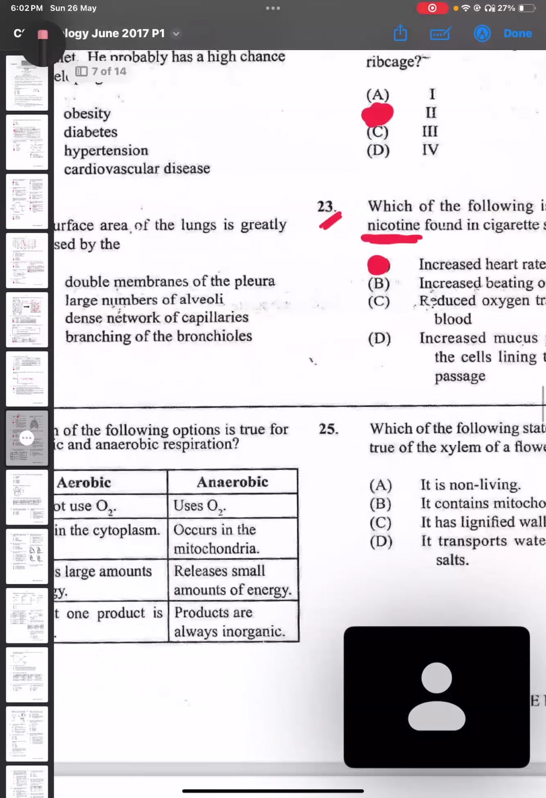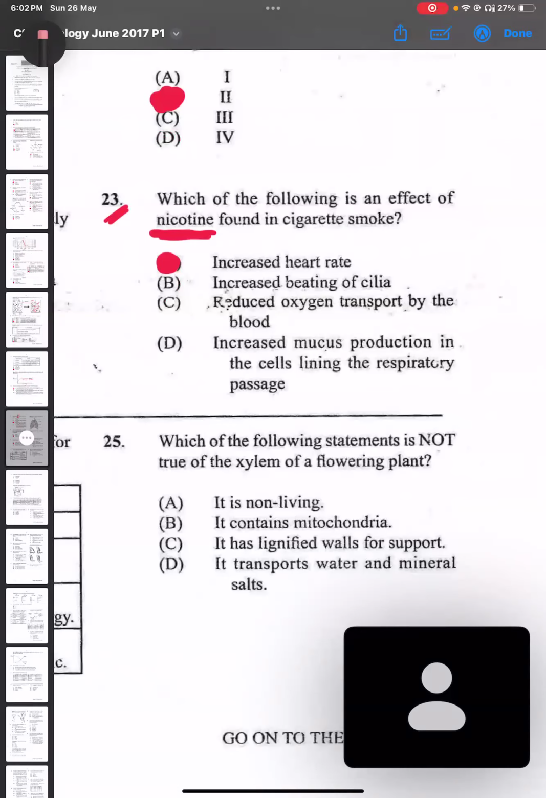And then 25, which of the following statements is not true about the xylem of a flowering plant? We know that it is non-living, so that's true. We know that it has lignin, that is true. And we know that it transports water and mineral salts. So it has to be B. It does not contain any mitochondria because it's dead in the first place. So B is your answer.